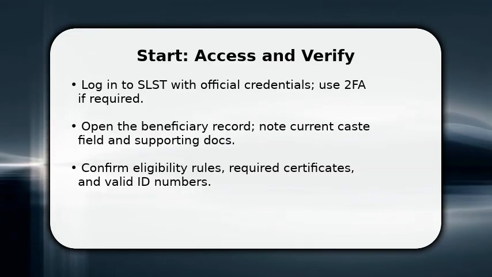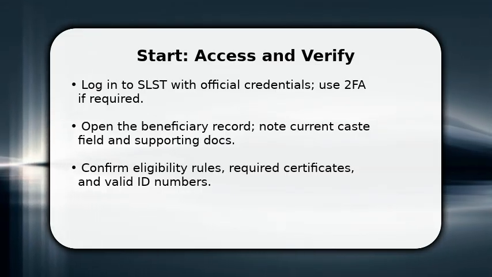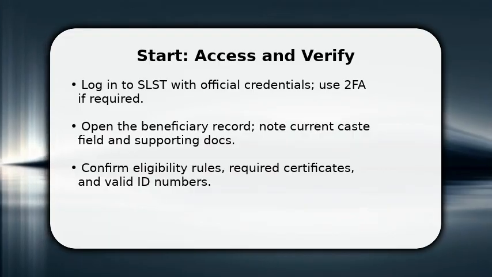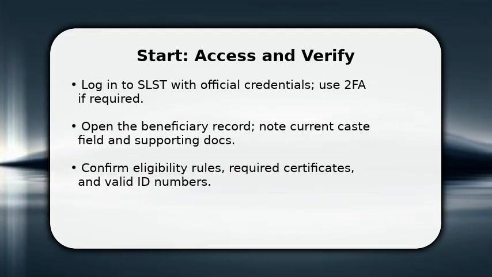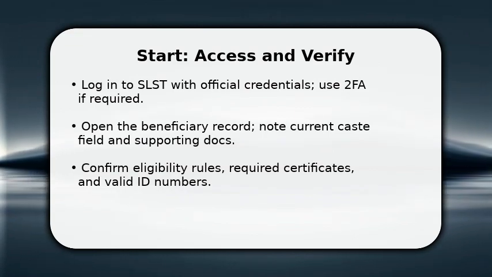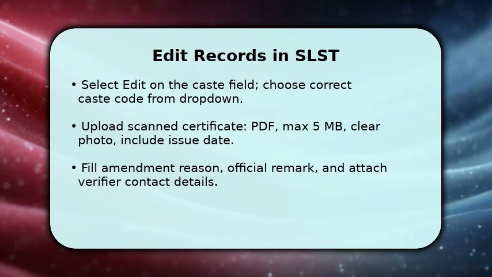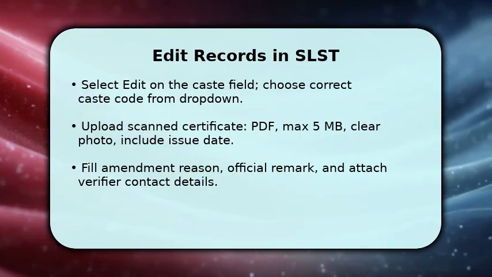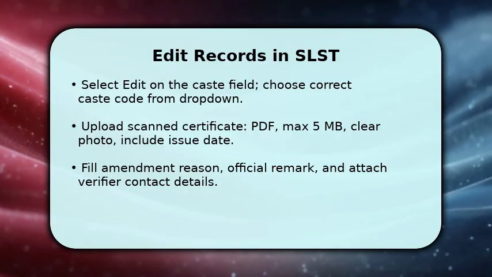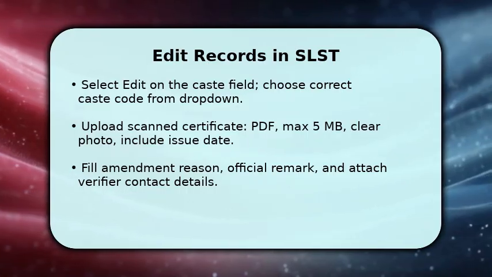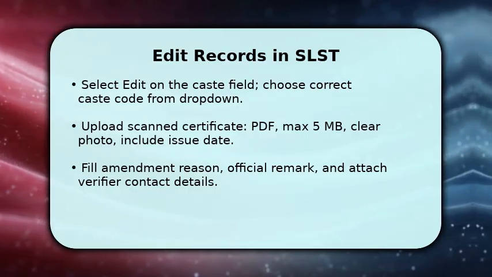You should confirm eligibility rules now to avoid rejection later, and prepare the exact certificate scans and reference ID. This prevents back and forth and speeds approval. You proceed by clicking Edit on the Caste field and selecting the correct Caste code from the official dropdown. Accuracy matters because codes drive downstream benefits.